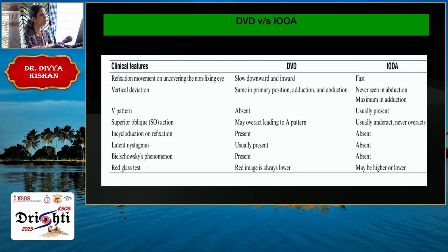So the refixation movement in a DVD is a slow, downward and inward movement, which is very slow, whereas inferior oblique overaction is a characteristically fast movement. A V pattern is absent in DVD. Superior oblique overaction can be present in DVD. Then encycloadduction is present in DVD, and latent nystagmus is usually present. And two tests which help you to differentiate the two, Bielschowsky and red glass test, will be dealt with by Dr. Samyukta.